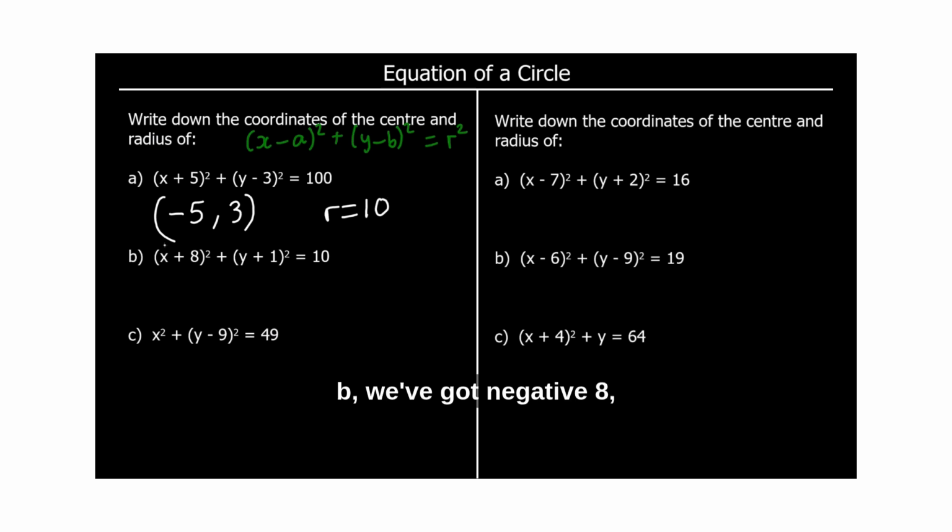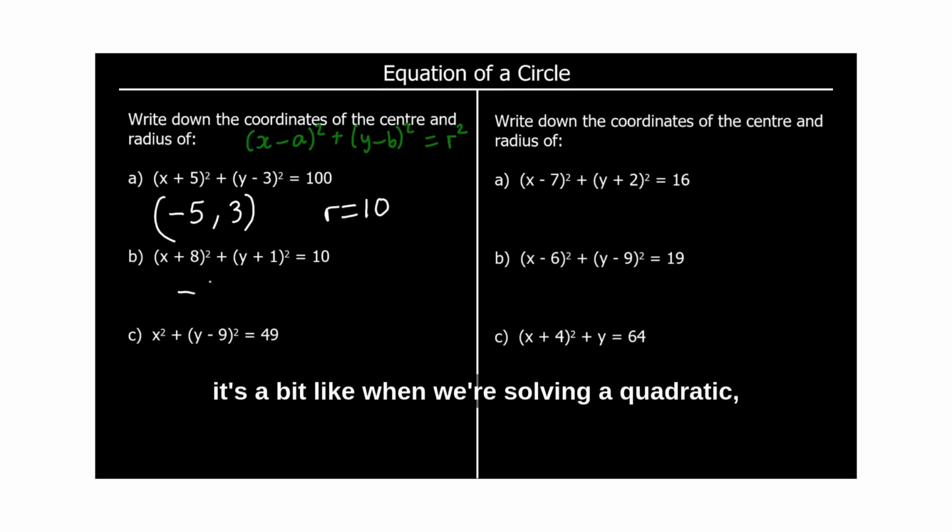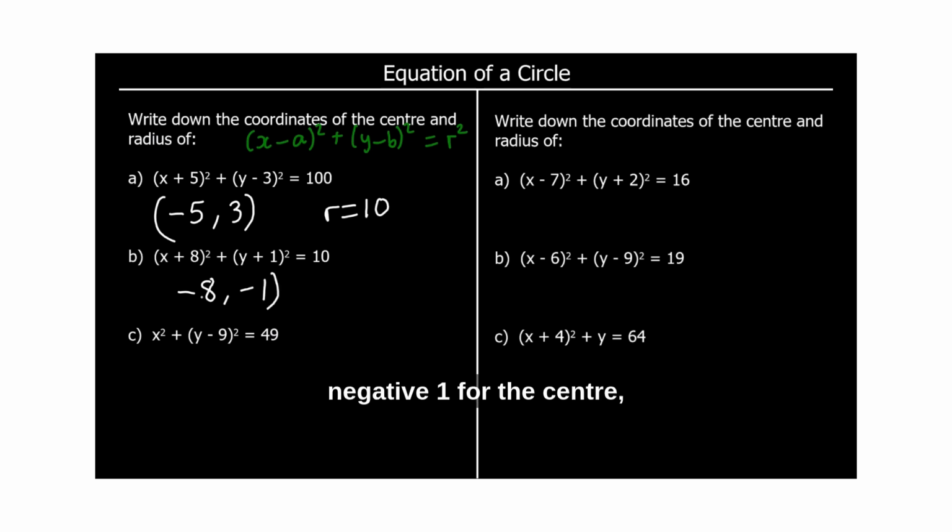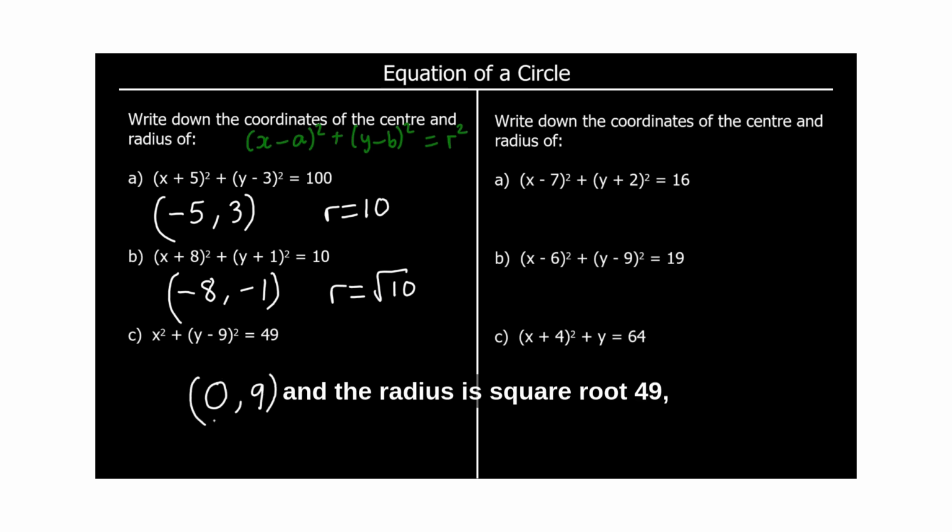Part B, we've got −8. It's a bit like when we're solving a quadratic: what makes the bracket equal to 0? So it's (−8, −1) for the center, and the radius is square root 10. And then C, we've got x as 0, y is 9, so (0, 9) is the center, and the radius is square root 49, which is 7.